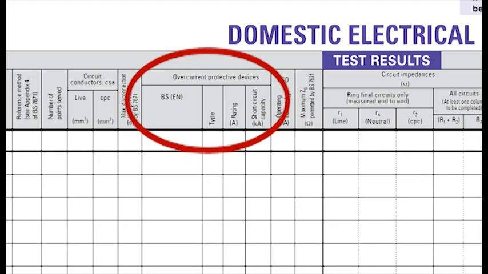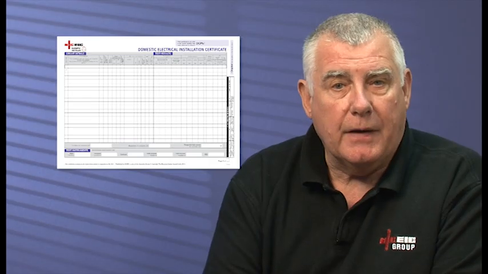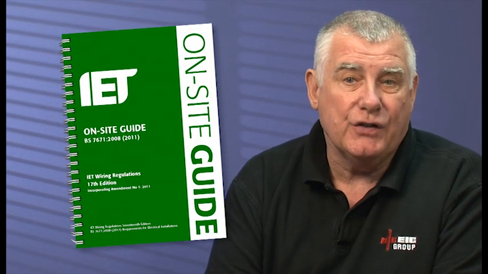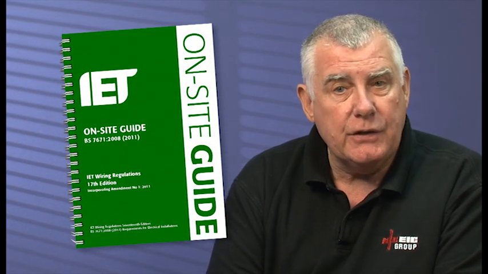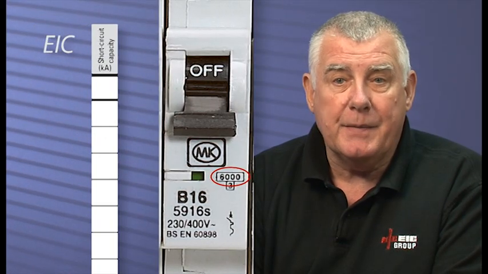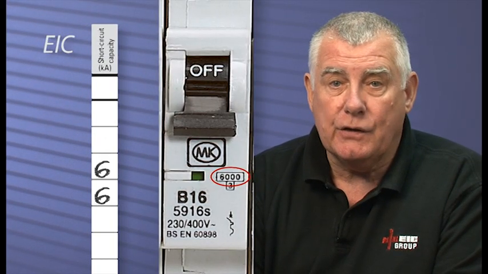The next 4 columns deal with the details of the overcurrent protective device for each circuit. For circuit breakers, this information can be taken from the device, just as we did for the main switch. However, where not available, you may have to consult the manufacturer or refer to other published guidance, such as the on-site guide. The capacity is referring to the breaking capacity, so the current which the device can interrupt safely. And for a BS EN circuit breaker it is displayed in a rectangular box.